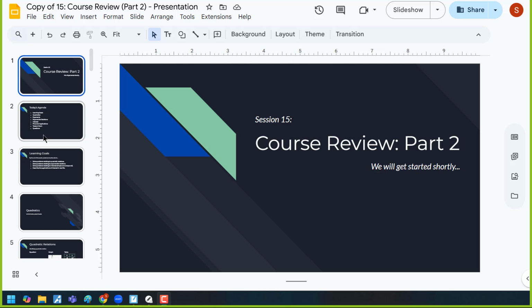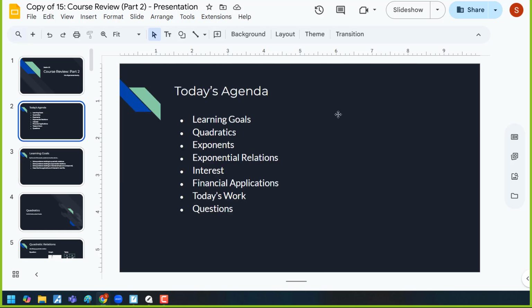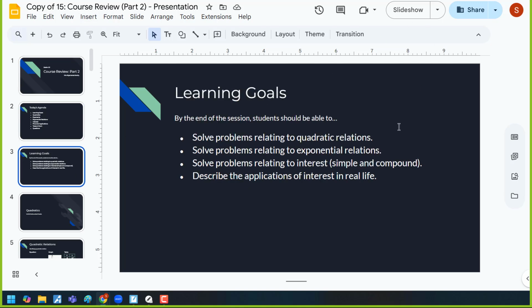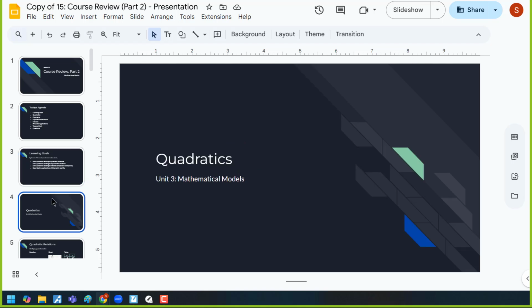So yeah, let's start now. Course review part 2. Today's agenda: we're going to do our learning goals. We're going to go over quadratics, exponents, exponential relations, interest, financial applications, today's work, and then some questions. So what are some learning goals? We're going to solve problems relating to quadratic relations, solve problems relating to exponential relations, and then interest, simple and compound, and describe the applications of interest in real life.